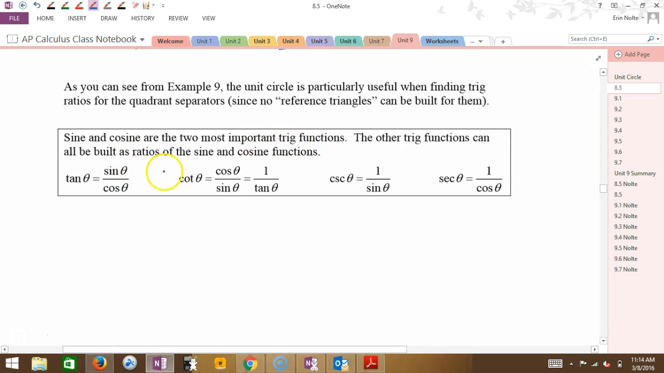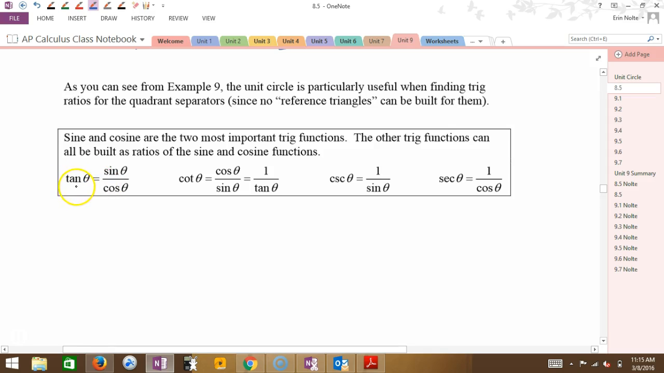As I read that, it cleared out how important this is. So the other trig functions can be built into ratios so that you can change them into sine and cosine. You've seen this before when we did trig identities. This one and this one are quotient identities.